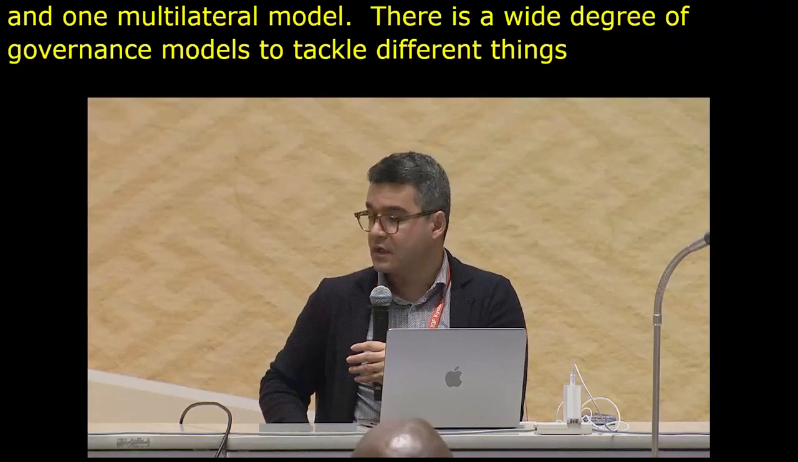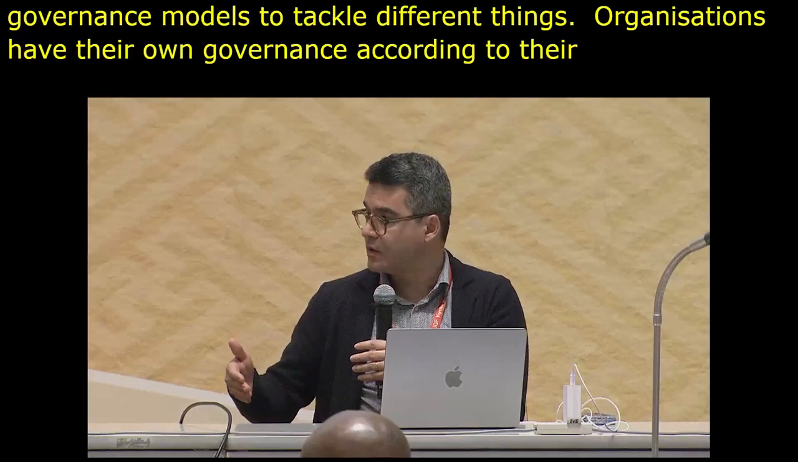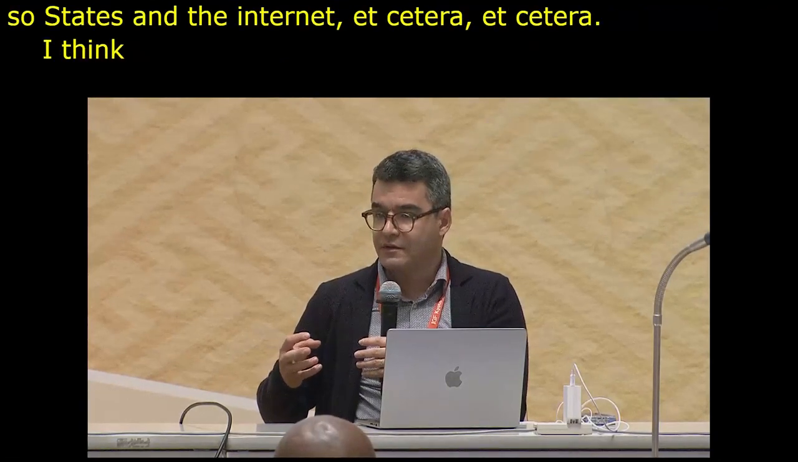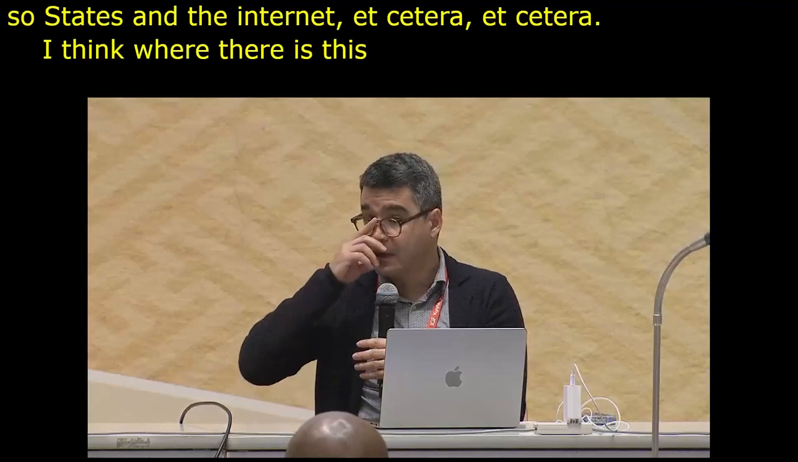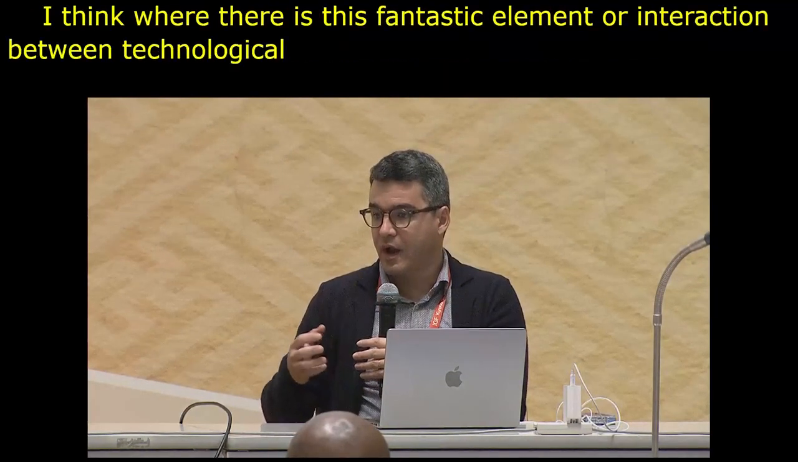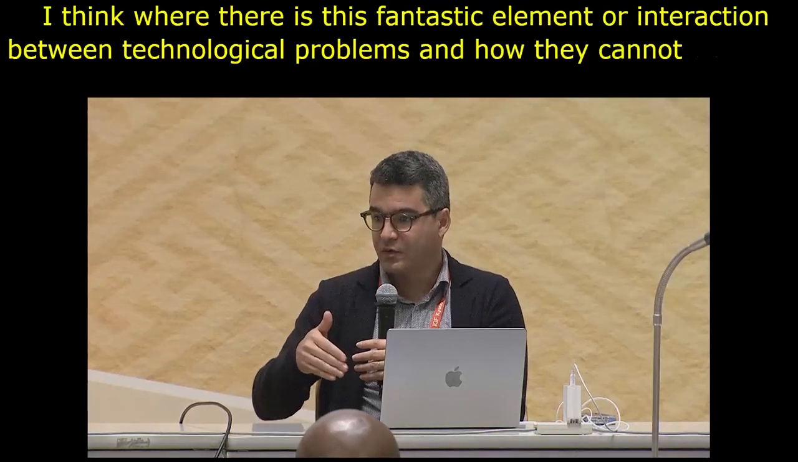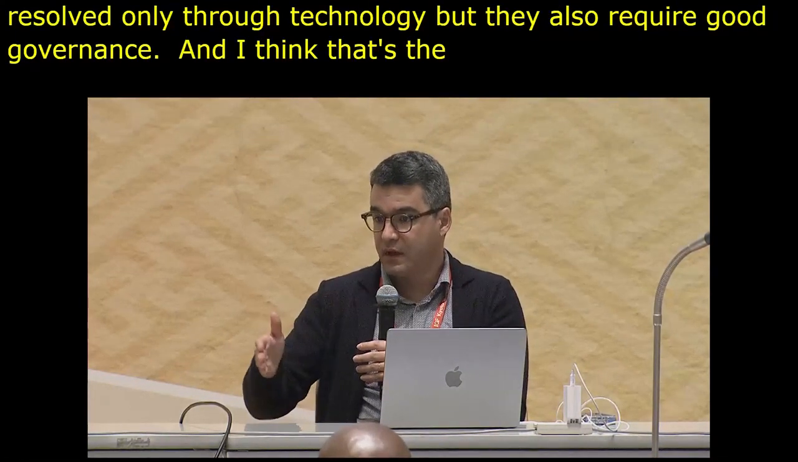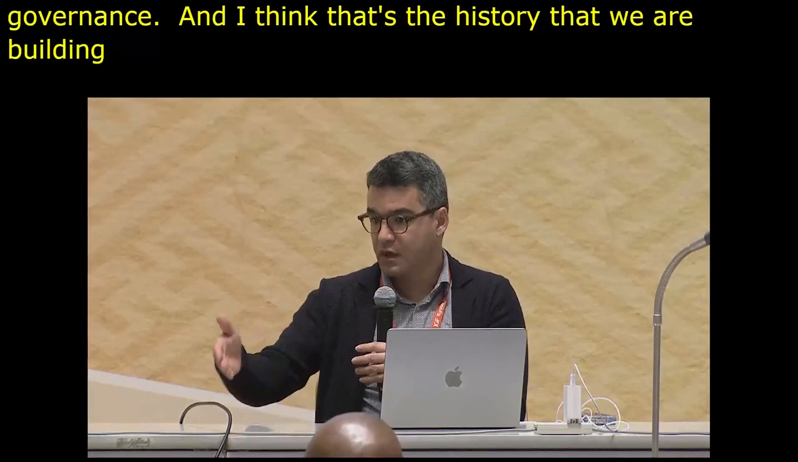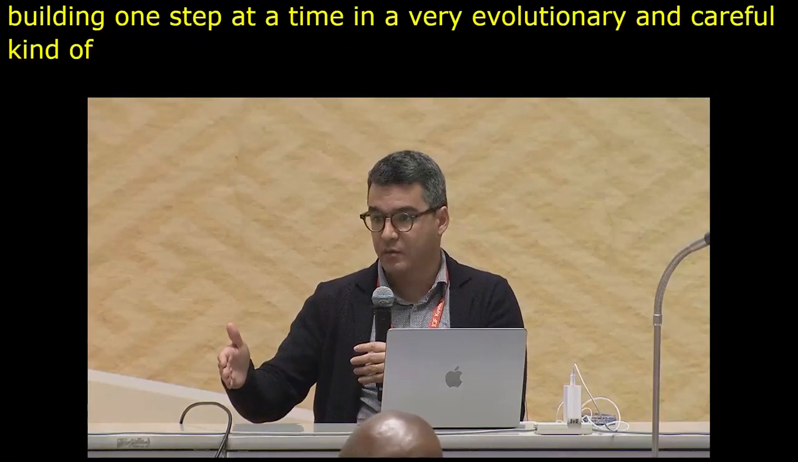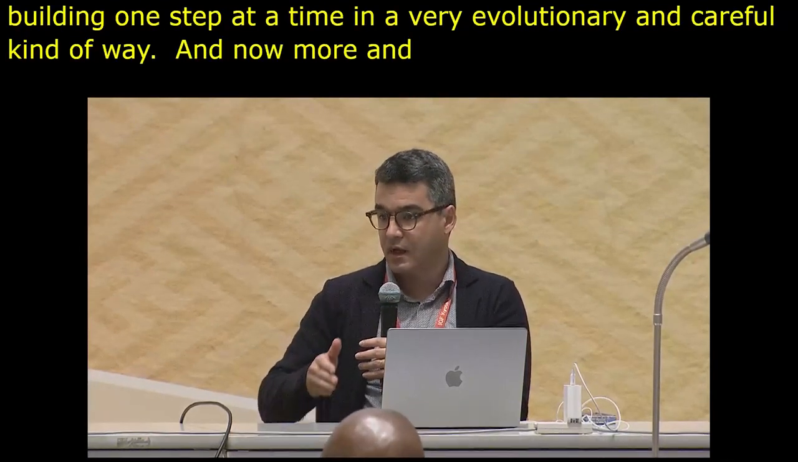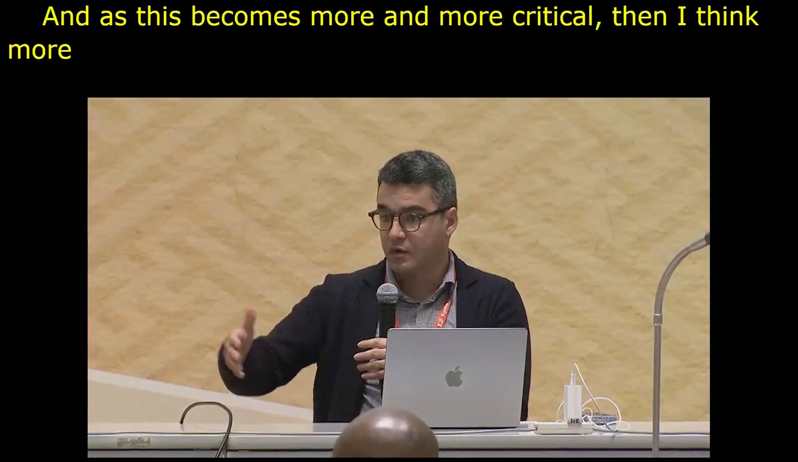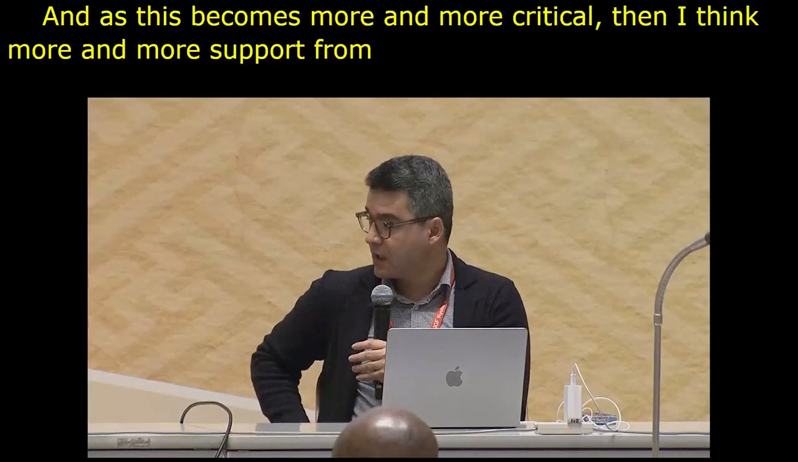Organizations have their own governance according to their own needs, and so do states, and so does the internet, et cetera. So I think there is this fantastic interaction between technological problems and how they cannot be resolved only through technology, but also require good governance. That's the history we are building one step at a time, in a very evolutionary and careful way, and now more and more careful because of how much we depend on these infrastructures. As this becomes more critical, more support from the multilateral arena is needed as well.